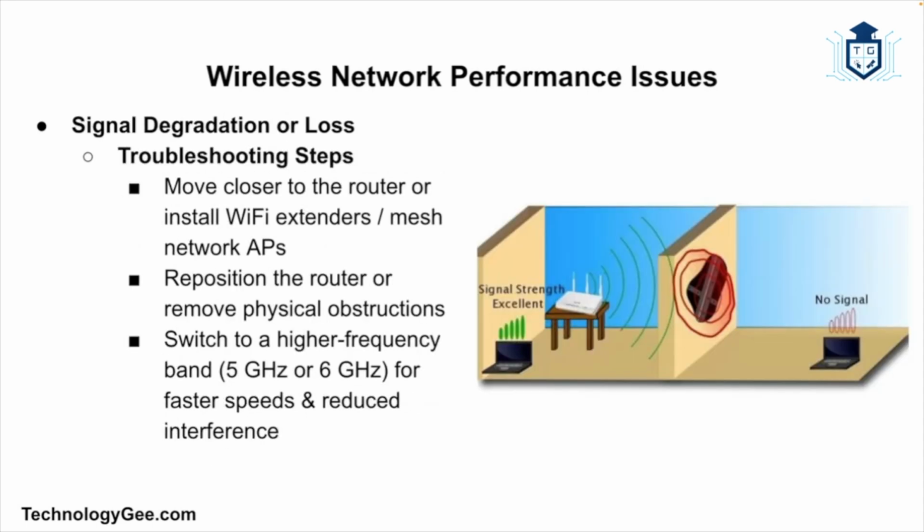And to deal with this issue, you can move closer to the router or install additional Wi-Fi access points. You can remove obstructions or reposition the router, or you can switch to a higher frequency band like 5 gigahertz or 6 gigahertz for improved performance.